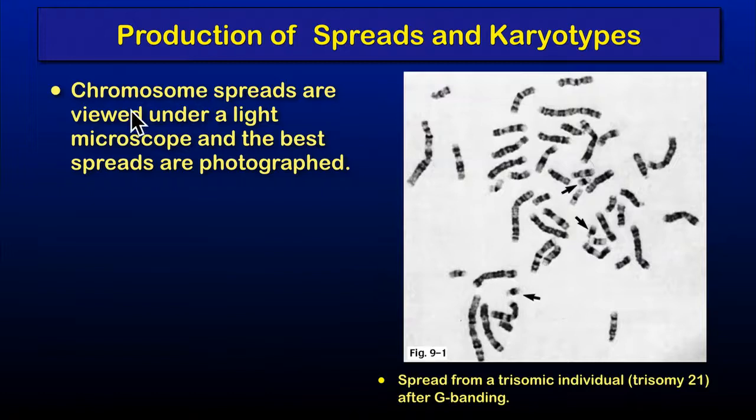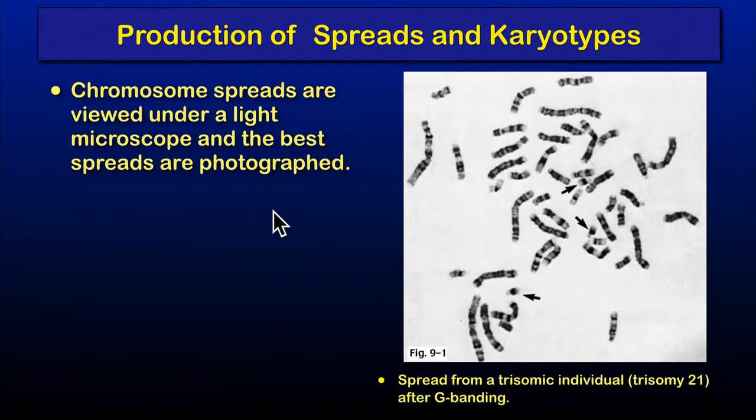We view them under the light microscope and photograph the best ones. And all of this is done digitally now. And it's very much computer aided. But essentially, these people are amazing, the cytogeneticists, in terms of their abilities to take these chromosomes and identify which one is which. And you would be very impressed.